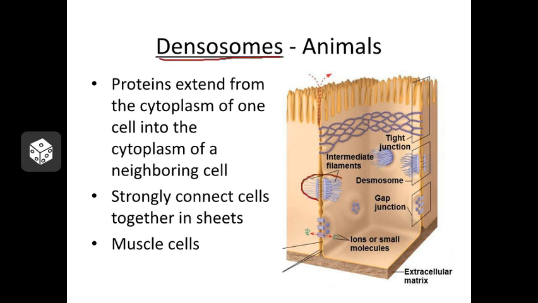Here we have some desmosomes. Now look at what's going on here. We have proteins that extend from the cytoplasm of one cell into the cytoplasm of a neighboring cell. So it makes a protein bridge that stitches these two cells together.